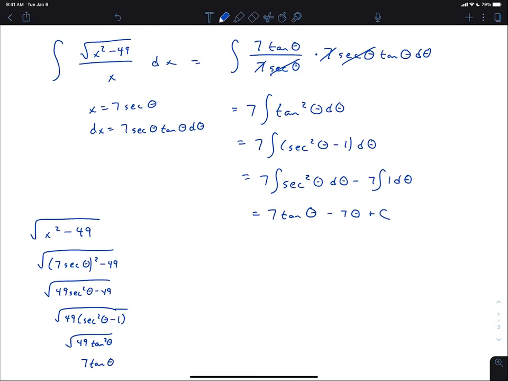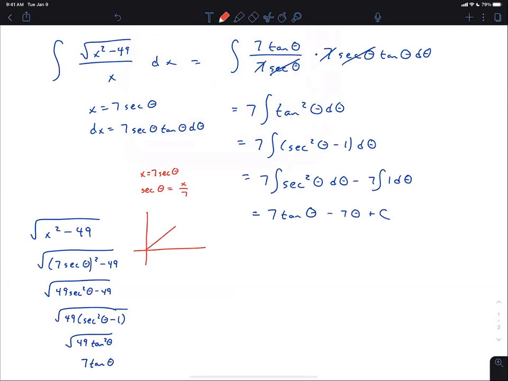Okay. And so now we're going to go back to x. And so I think one of the parts of the question is actually to draw the triangle. Let me double check. Yeah, so it says sketch and label the associated triangle. So we're going to draw the triangle anyway. We'll do that over here in red just to make it stand out. So we've got x equals 7 secant theta. We solve this for the trig function. So secant theta is x over 7.